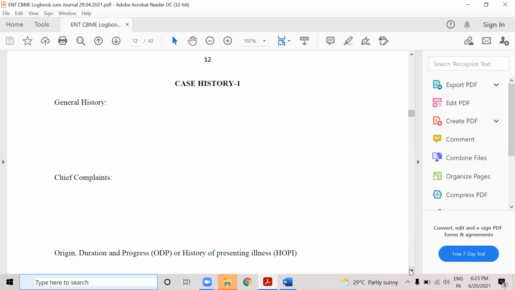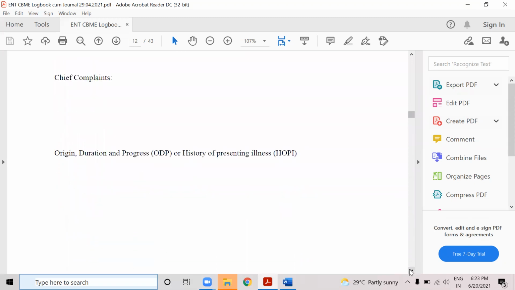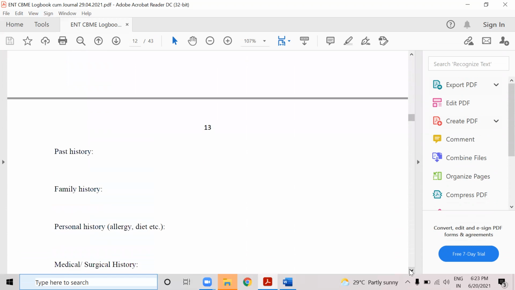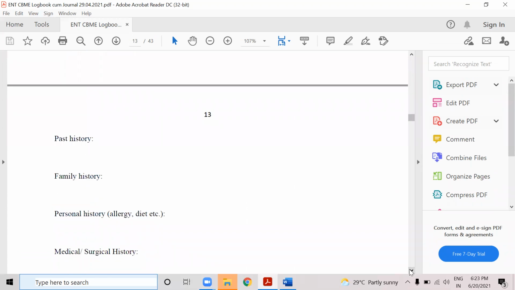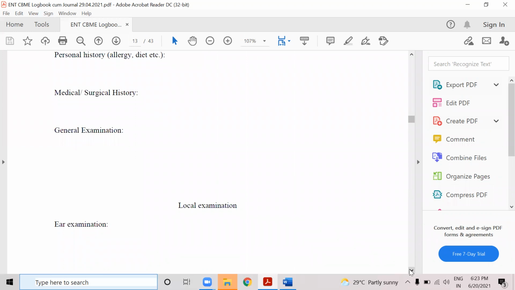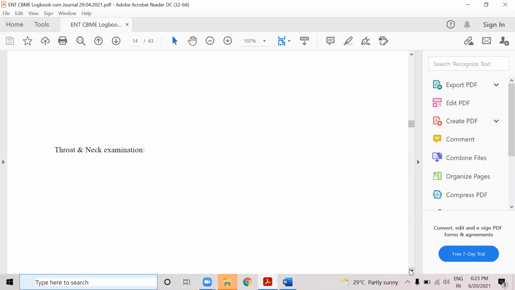And here I have kept 5 pages. Now this is the standard format. It can have minor variations. So here I have written journal history, then chief complaints, then origin, duration, progress, or sometimes called history of presenting illness, then negative history, then past history, family history, personal history, any medical or surgical history, general examination, then local, that is ENT examination, ear, nose, throat and neck examination, and finally the clinical diagnosis.